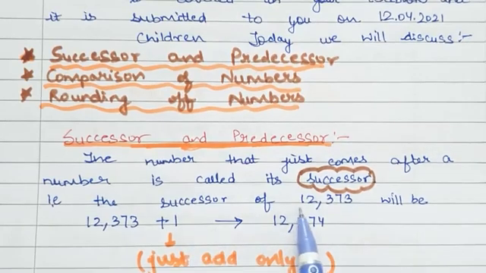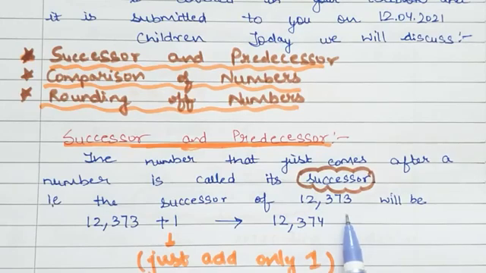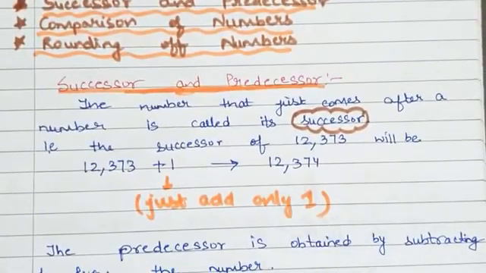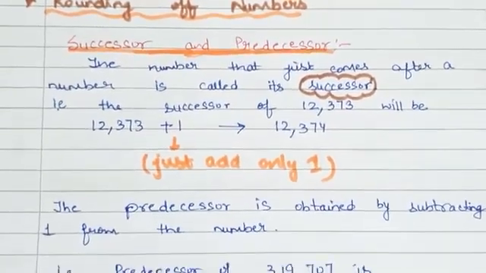That is, if we have to find the successor of this given number, what we will do is just add 1 to it. So on adding 1, what do we get? We get 12,374.